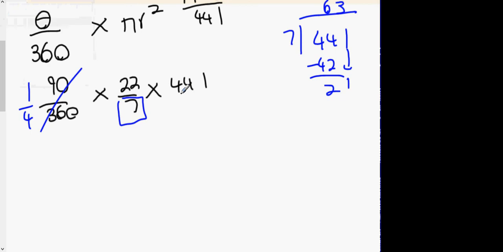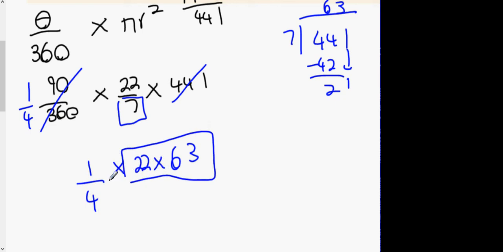Let's continue on. The 7 divided into 441 went 63 times. We have 63, we have a 4 on the bottom, and we have a 22 here. So what would you think we should do? I reckon multiply the two of these first, then divide the answer by 4. So 63 multiplied by 22.